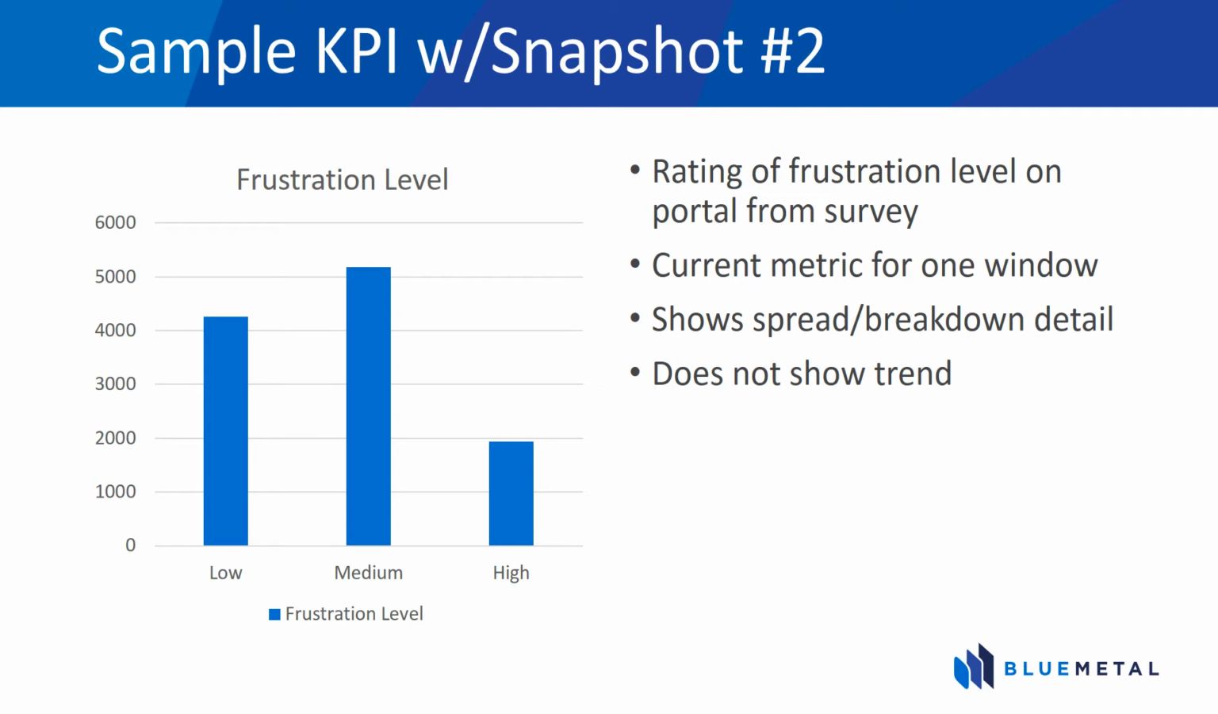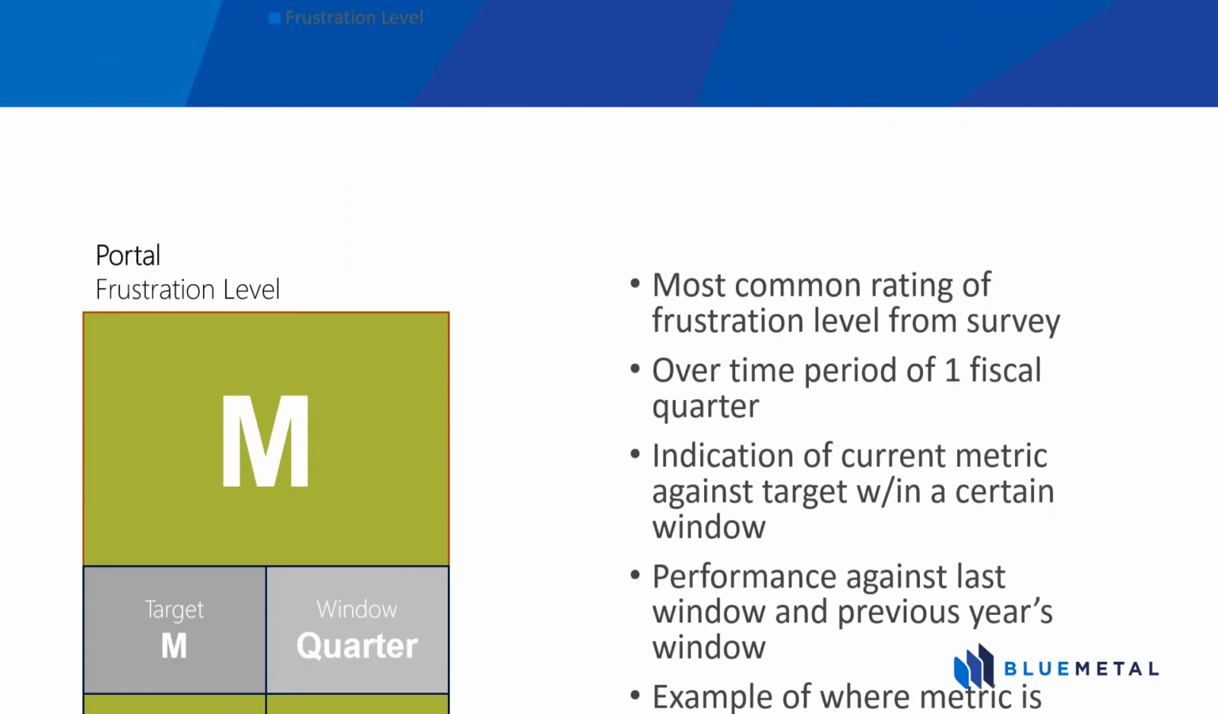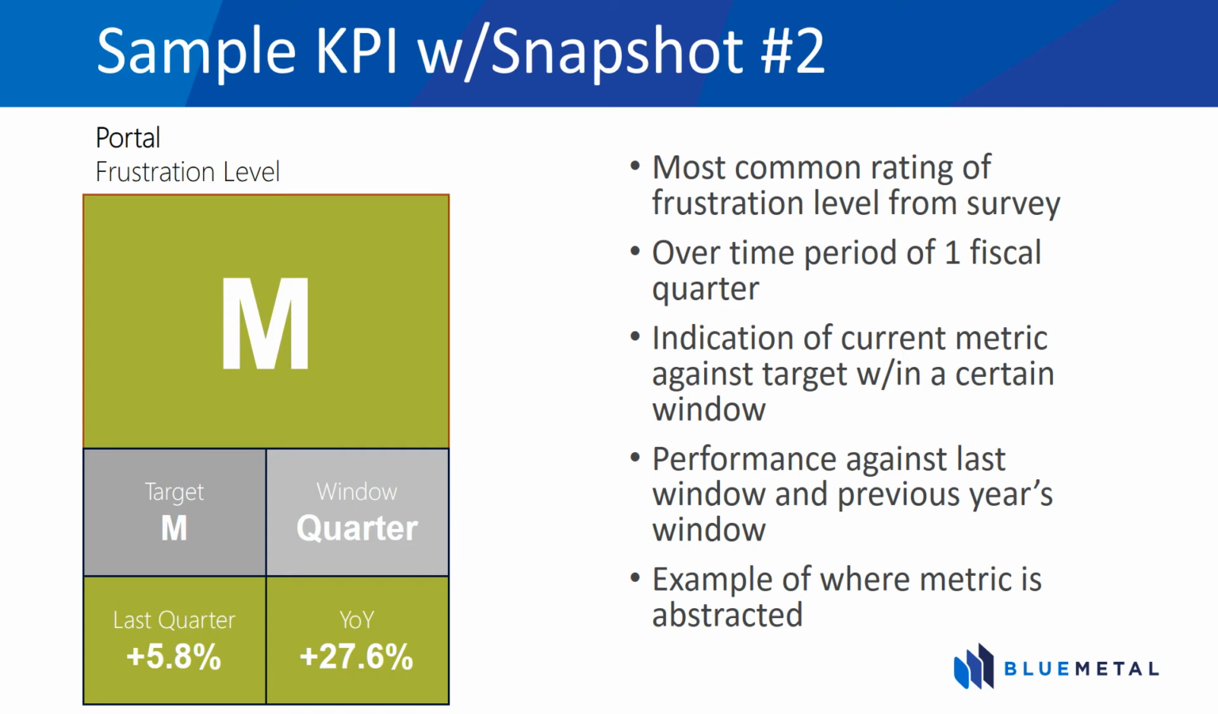If things have been improving, have they been declining? We don't know. But if we present it in a different way, here we're saying that our target was medium frustration and the frustration level was medium overall, and that's the window of a quarter. And again, this one's across the board green because we've been improving. We're up almost 6% from last quarter, and year over year we're up 27%. So this is an example of where the metric has been abstracted and presented to you in a KPI that tells the story that you want to be able to tell.